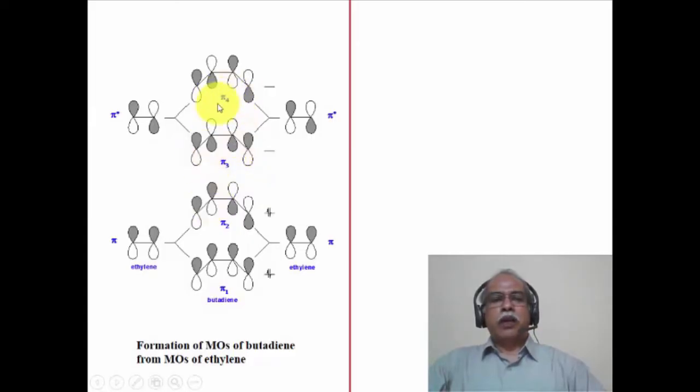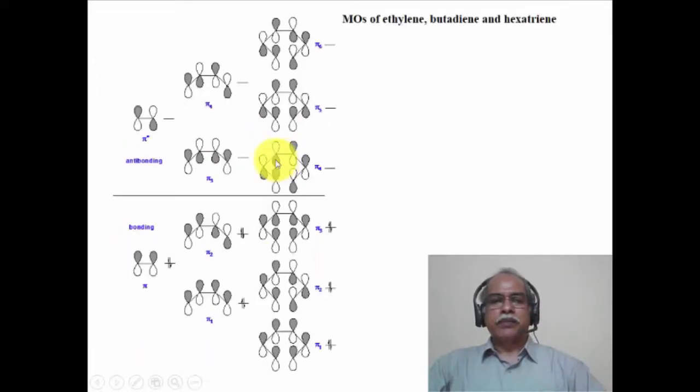Now in the case of pi 4 molecular orbital, there are three nodal points. Every one of the carbon-carbon bonds has a nodal point. So this is one nodal point, this is another nodal point, and this is a third nodal point. If you follow the cursor movement, you will be able to identify 1, 2 and 3 nodes being present in the pi 4 molecular orbital of the butadiene.